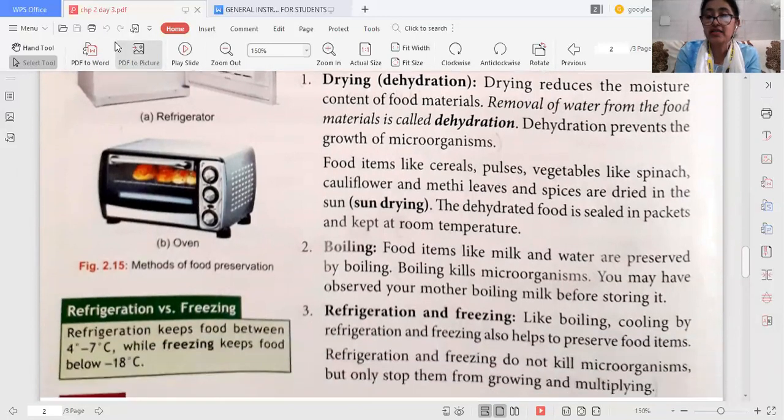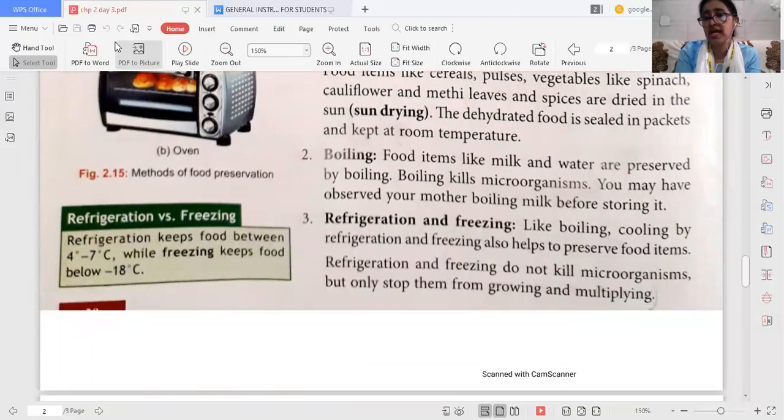Removal of water from food material is called dehydration. Second is boiling. We all know, like daily you can see at your home, your mother is always boiling milk.